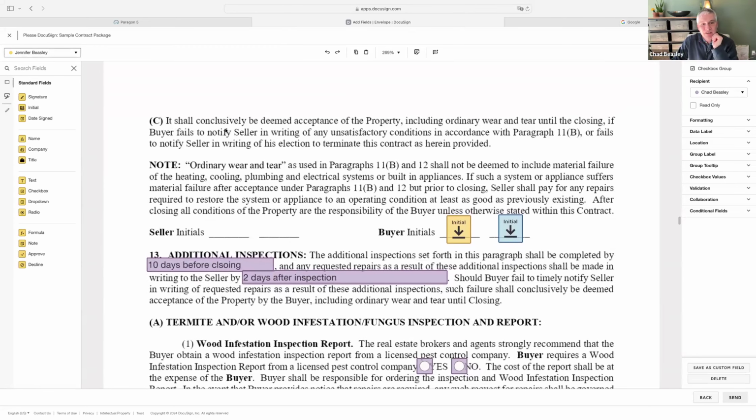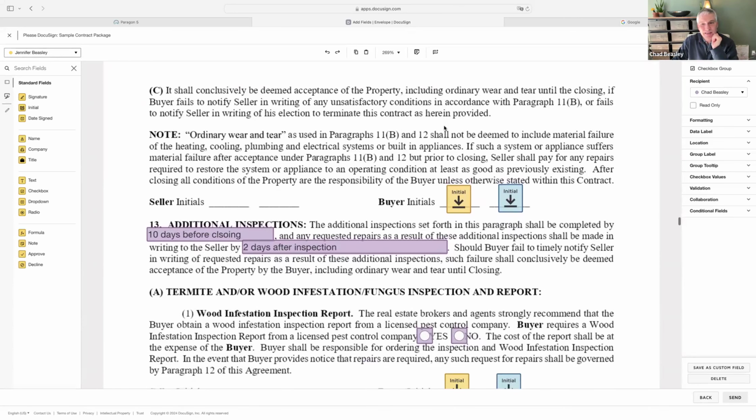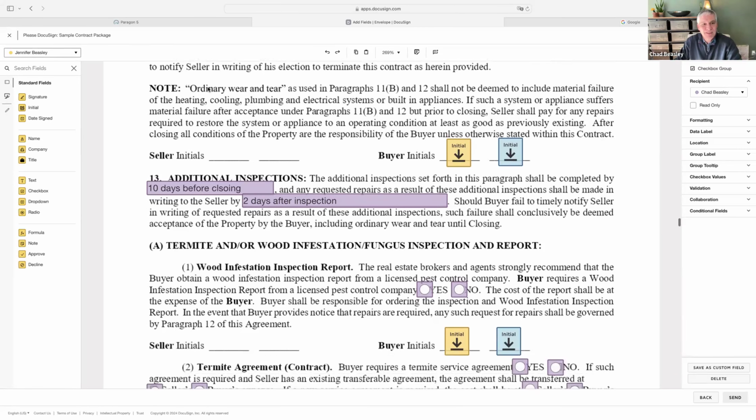Item C says it shall conclusively be deemed acceptance of the property, including ordinary wear and tear until the closing, if the buyer fails to notify the seller in writing of any unsatisfactory conditions in accordance with paragraph 11B, or fails to notify the seller in writing of his election to terminate the contract. So that's just saying if you do your inspection, you let all the time frames expire, and you don't ask for anything, then you have accepted the house as it is because you didn't ask for anything during the time frame that was allowed. And then we've got a note here that's important for everybody to know.